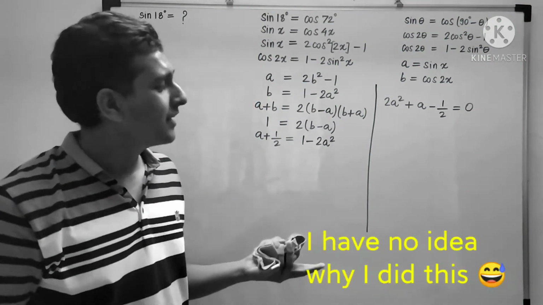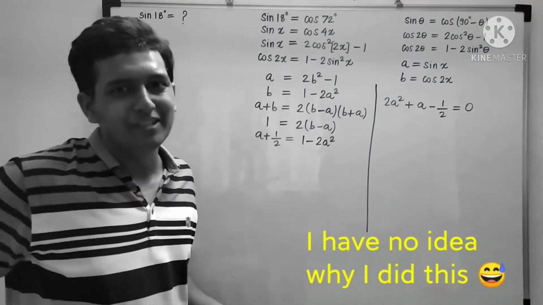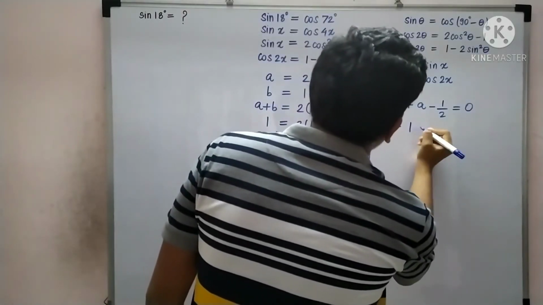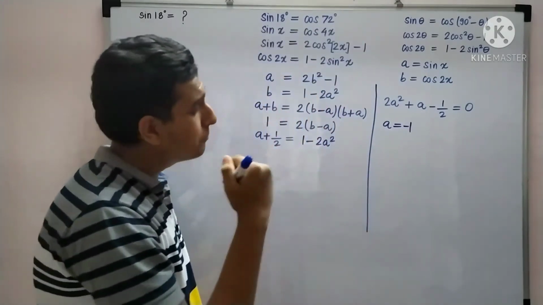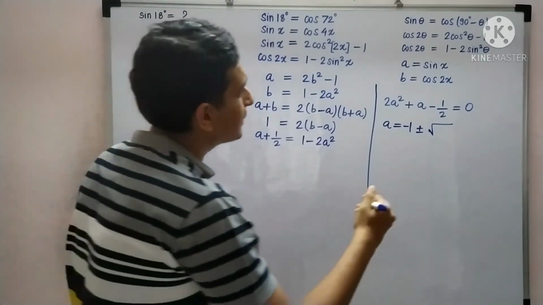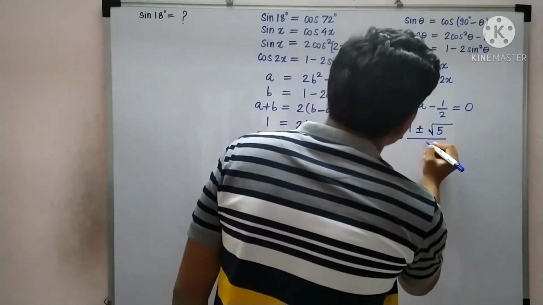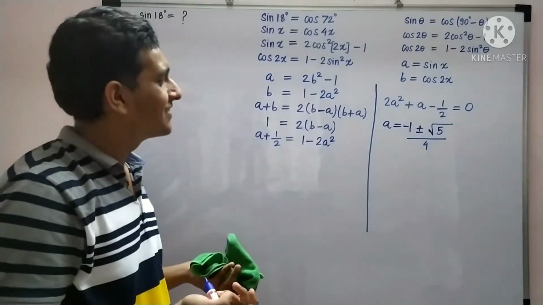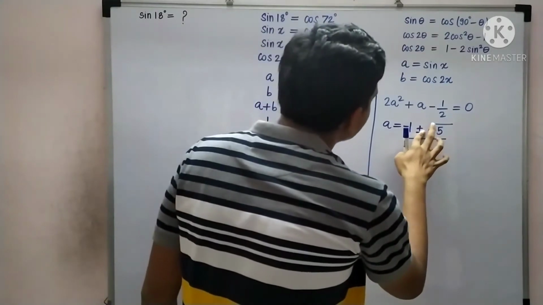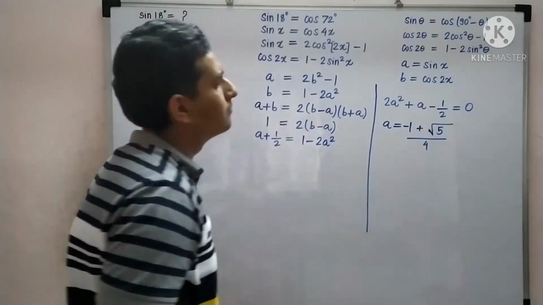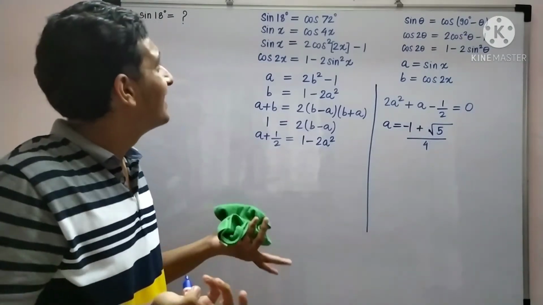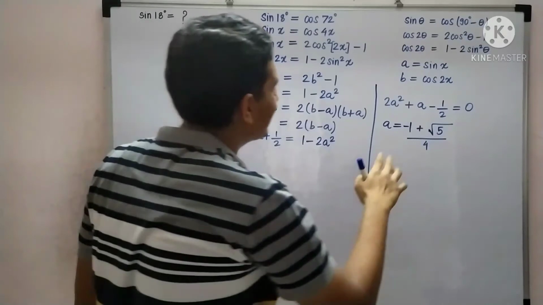So let me call the quadratic formula. No animations. So a is simply minus 1 plus or minus root of 1 plus 4, that is root 5, by 4. But we just discussed that a holds a positive value, so it can't be negative. Therefore, a is root 5 minus 1 by 4. And what is a? It is just the replacement of sine of x, that is sine 18 degrees.